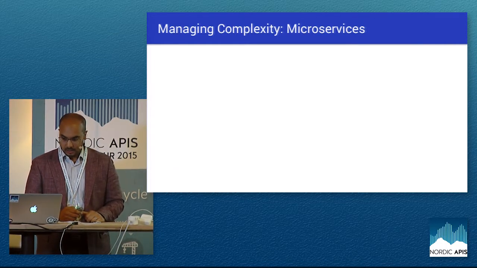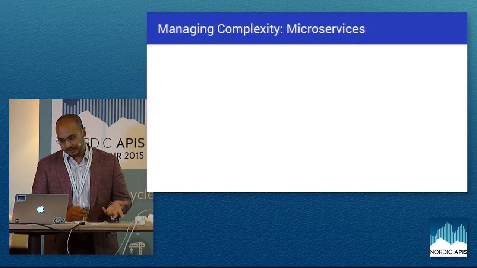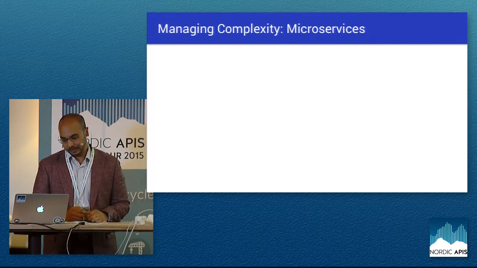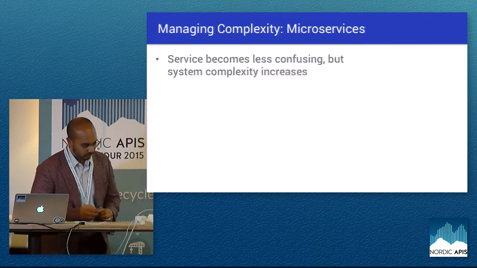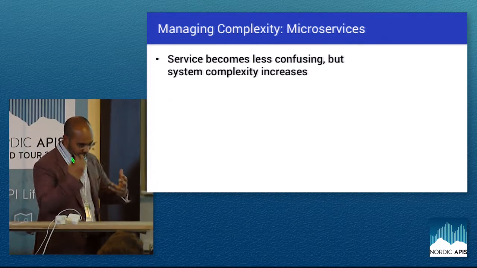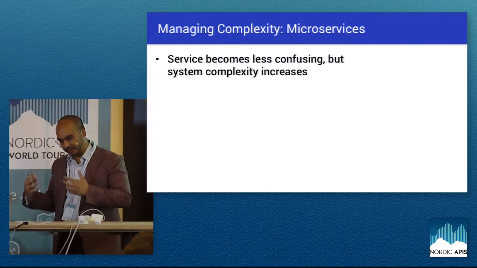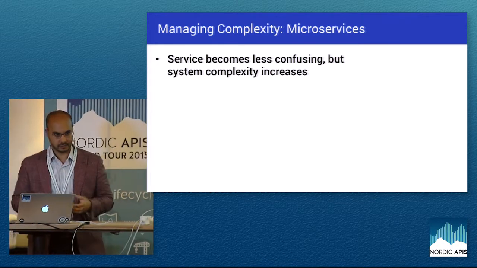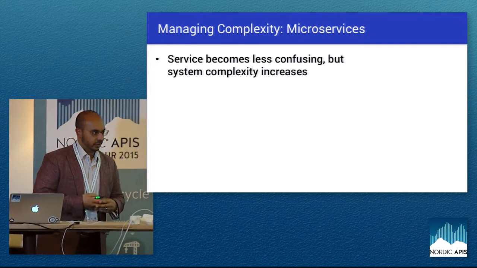Now, in microservices, it's almost like we're making this big trade-off. We're going to trade this kind of interface complexity or cognitive complexity for additional services complexity, right? Or system complexity.